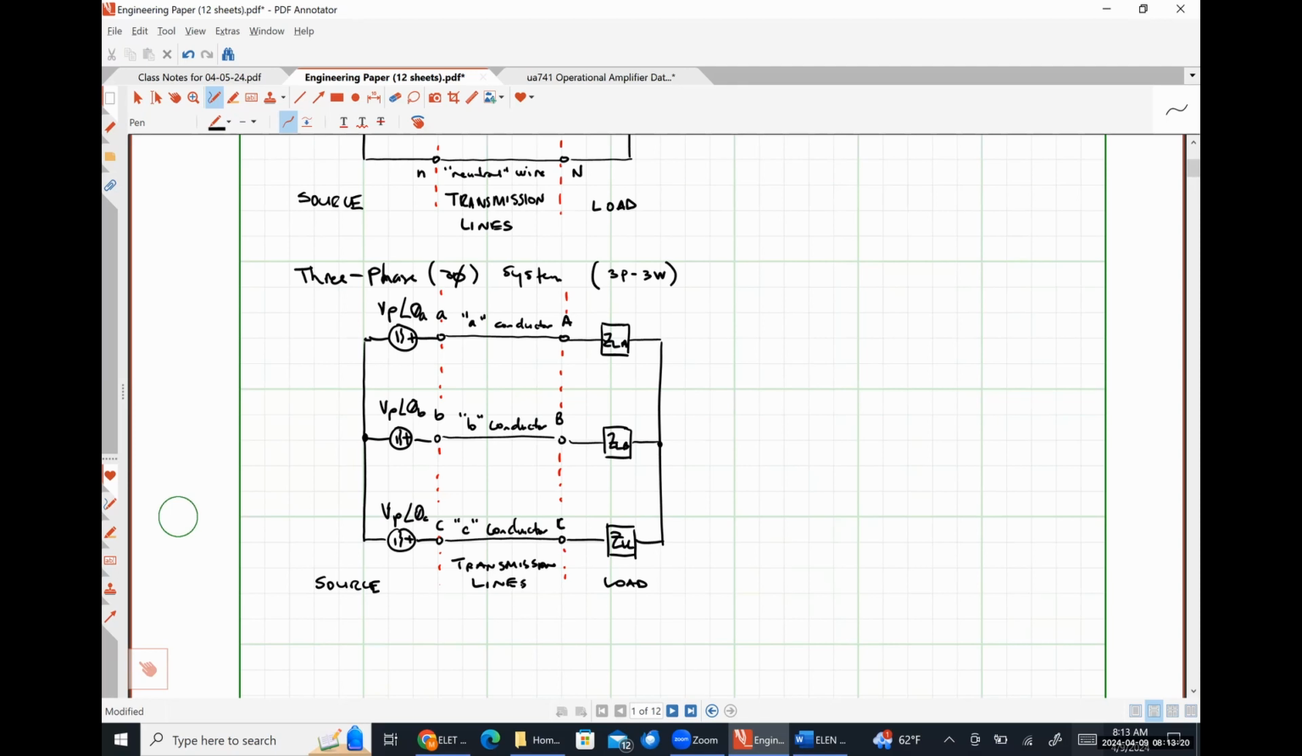So let me ask you guys a question, which you probably don't know the answer to, but I'm going to ask it anyway. Why is power typically distributed in three-phase systems on a large scale?